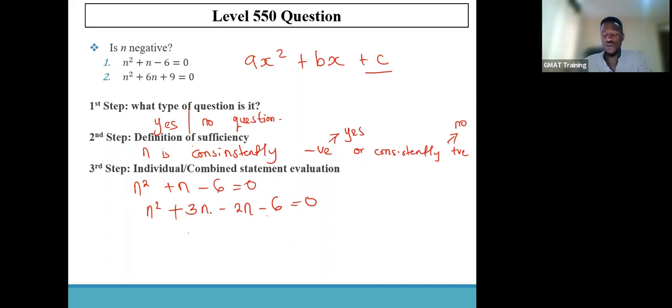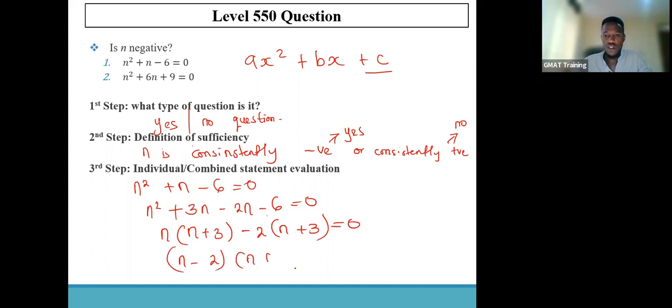So then we can tell that from this, if we now try to factor out, we can have n into n plus 3 minus 2 into n plus 3. So for us to have negative at this point, we'd have to have +3. So then we have n minus 2, n plus 3 to be equal to 0.